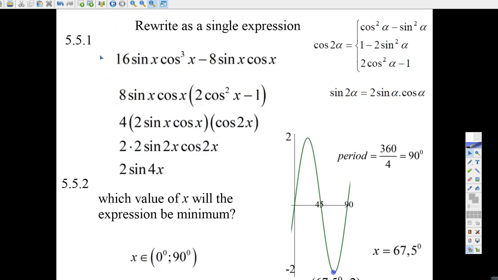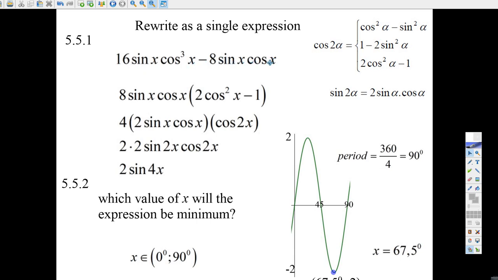Now, the next question, 5.5.1. We're supposed to rewrite this as a single expression. Now, I put the stuff you have on your formula sheet here. You can use this stuff here. A lot of times with this simplifying, you're factoring and canceling. Look for something that's the same in both.